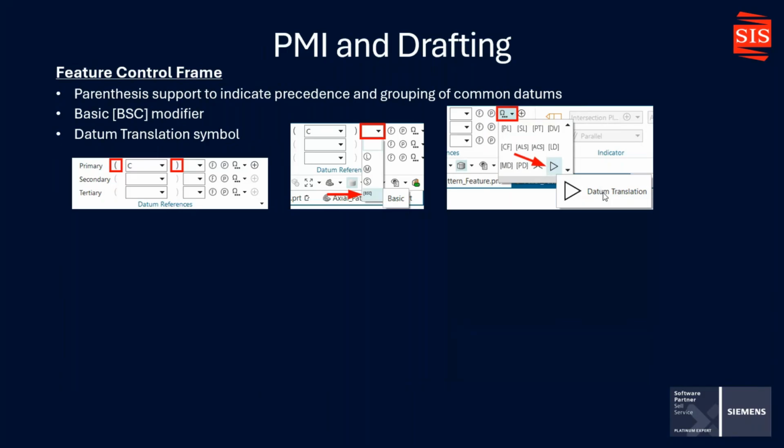I'm not going to spend much time on this, but I did want to point out that both the PMI and drafting applications have several authoring enhancements that improve the workflow and increase the compliancy with international standards. For example, with feature control frame, parentheses support, basic modifier, and a datum translation symbol have been added.